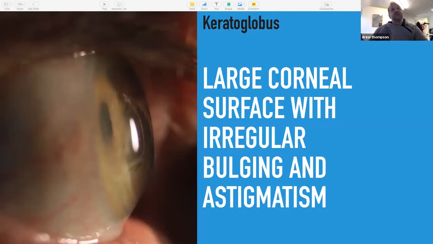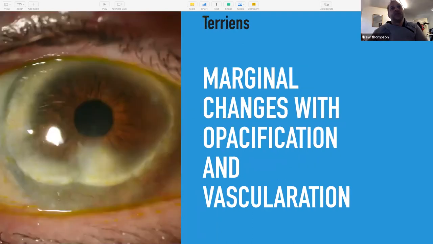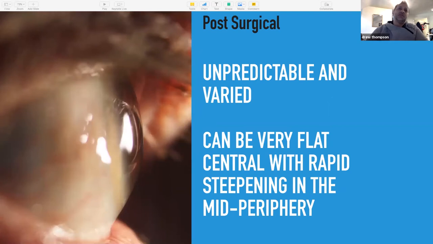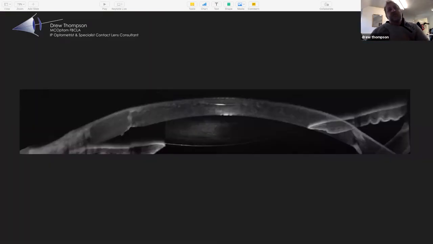So with a keratoglobus patient, they tend to be large corneas, and the steepening and the irregularity can occur over a wider area. And the same with Terrien's, really, because you've got this peripheral degeneration. Post-surgical corneas can be really varied. They're not uniform, because it's a man-made shape cornea. So you can get very, very different results. So some can be steep, but most of them tend to be very flat centrally, and that brings its own problems. So this is a post-surgical cornea, an OCT.